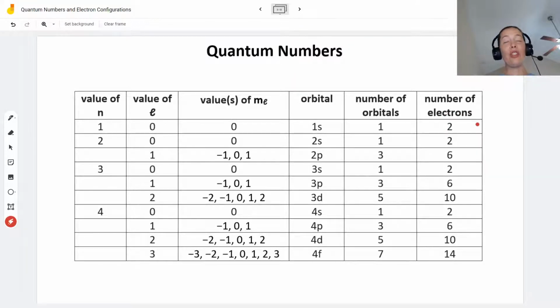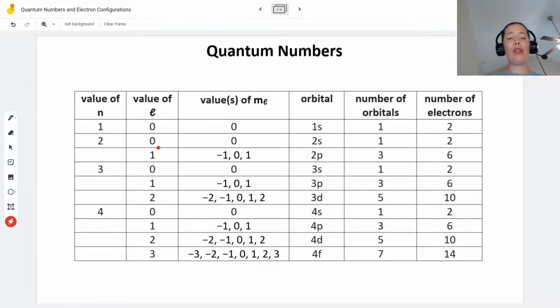Let's go through this for just a couple more rows. I'll show you some highlights here. We just don't have time to go through all of the rows, but I find this table very helpful. Okay, so let's go to a value of n equals 2. Now instead of just having one value for L, we have 2 values for L. Remember, L is going to go from 0 to n minus 1. Well, n minus 1 in this case is 1, so we have a value of L of 0 and a value of L of 1.